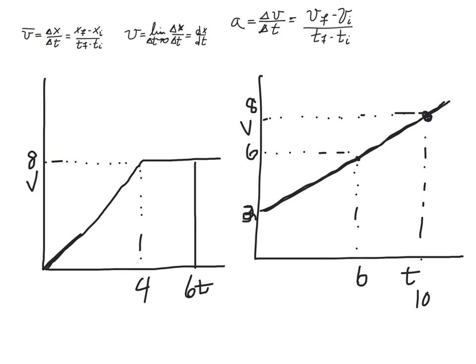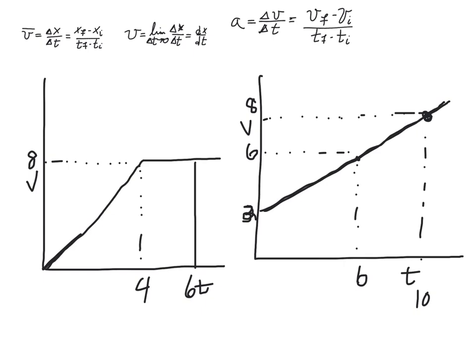Okay, a little bit hard to read, but anyway, this is 4 seconds, this is 6 seconds, this is 8 meters per second. This is 6 seconds, this is 10 seconds, this is 2, 6, 8 meters per second. So now the question might come up like, how much distance does this cover when it goes from 0 to 8 meters per second over 4 seconds?